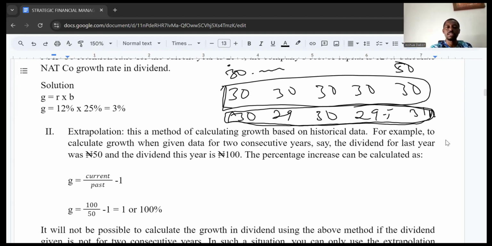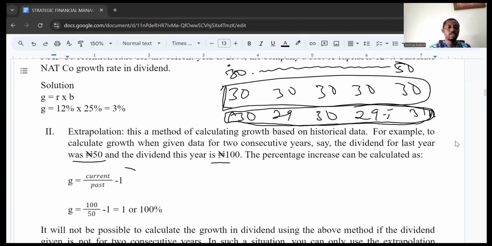You can see that the dividend has grown. So extrapolation is the method of calculating growth based on historical data. For example, to calculate growth when given data for 2 consecutive years, say the dividend for last year was 50 naira and the dividend for this year is 100 naira.